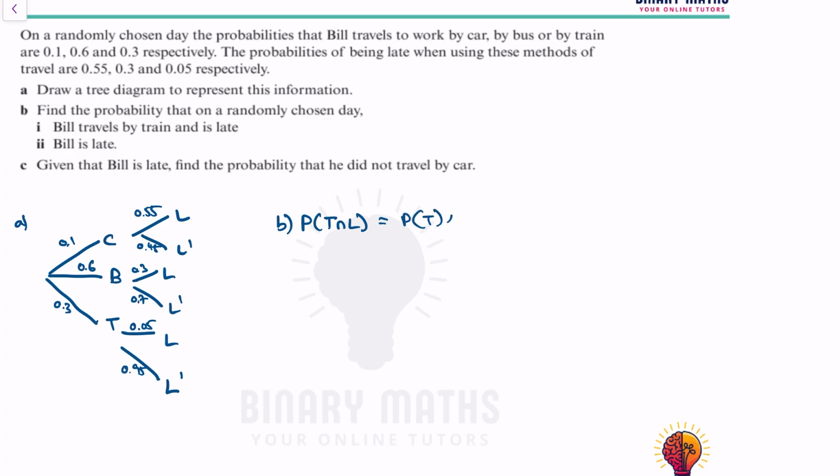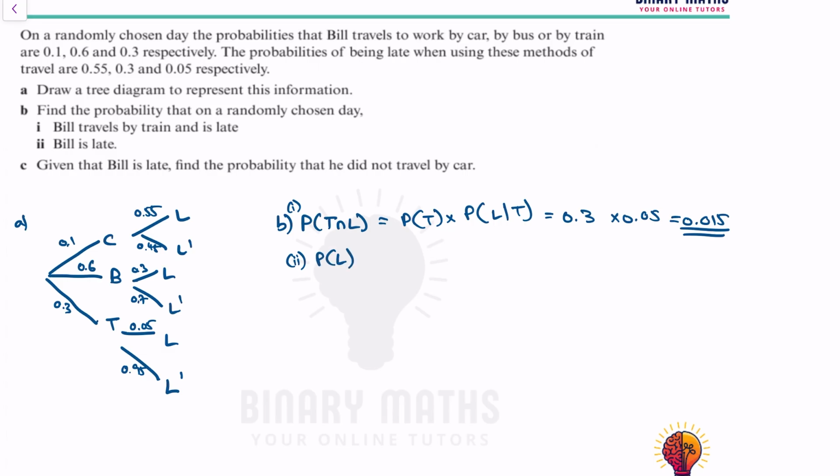Probability of train times probability of late given train, which is equal to 0.3 times 0.05, which is 0.015. This is part 1. Part 2, Bill is late, so probability of late.